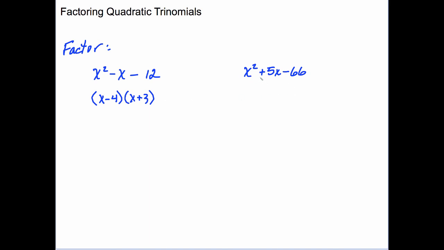Here, x squared plus 5x minus 66. The two factors we're looking for are 11 and 6. And specifically, this is going to be x plus 11 times x minus 6. 11 times negative 6 is negative 66, and 11 plus negative 6 is 5. So there are the factors.